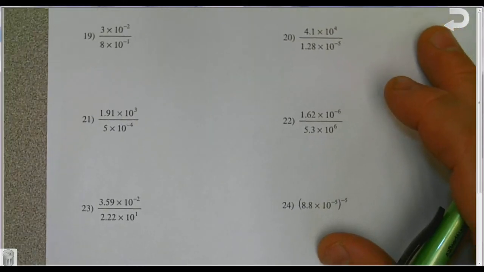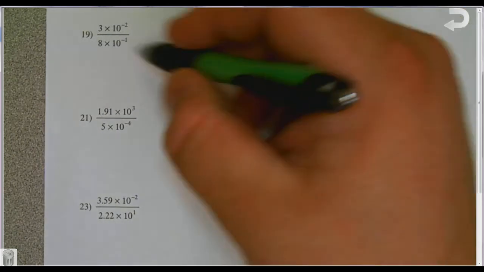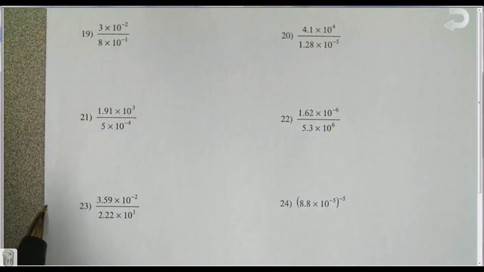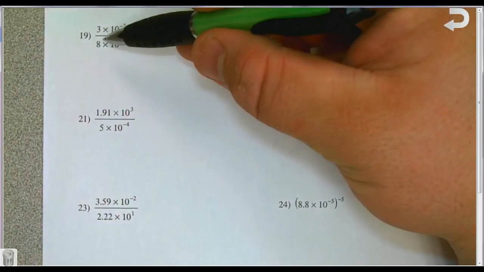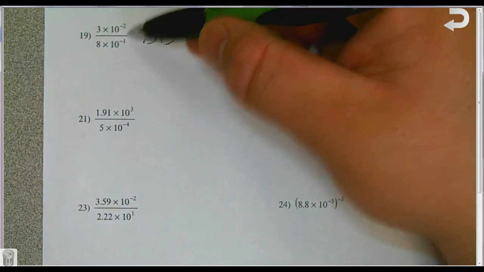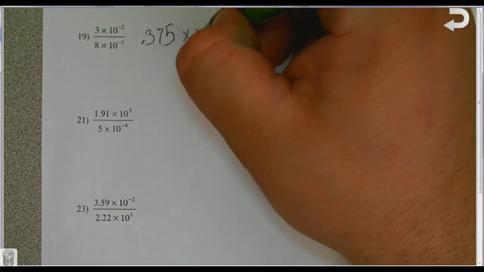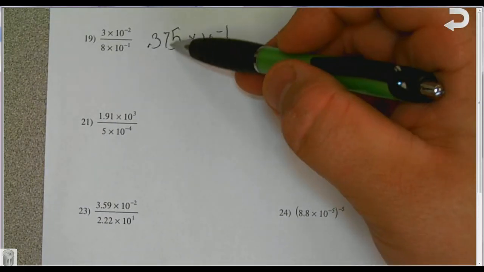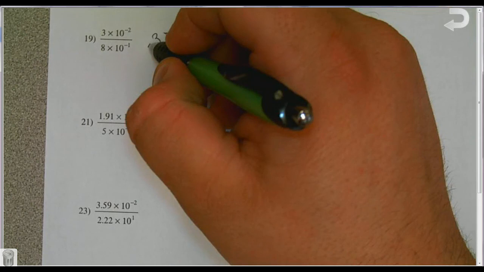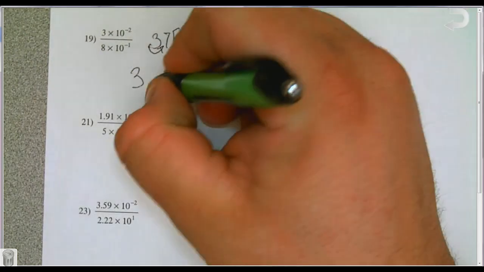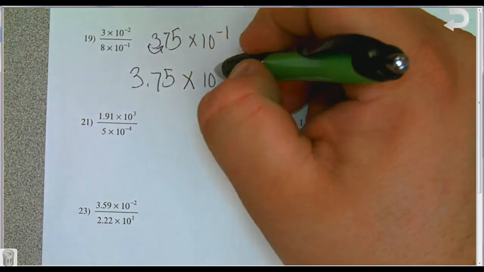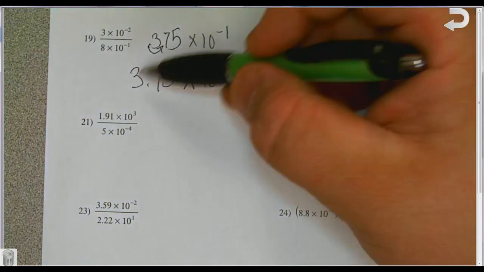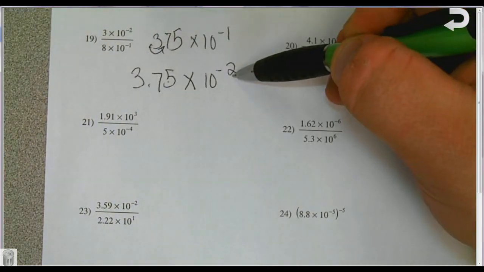Let's look at division. Number 19. 3 times 10 to the negative 2 divided by 8 times 10 to the negative 1. So we do 3 divided by 8, and we get 0.375. And then you've been told in the past that whenever you have division, you just subtract the exponents. Well, cool. Negative 2 minus negative 1 is negative 1. Now, what's the problem here? This number has to be greater than 1. So we've got to move it this way. So 3.75 times 10 to the negative second. And again, because I made the number bigger, this exponent has to get smaller.